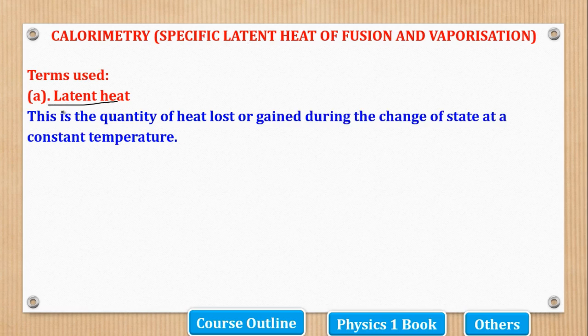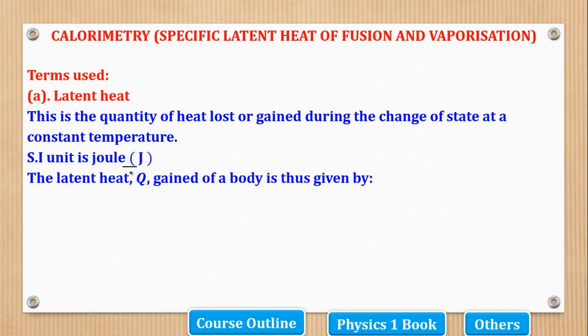One is latent heat. Latent heat is the quantity of heat lost or gained during the change of state at constant temperature. The key word which is very important is this word constant temperature. So each time you see the word latent heat, just know temperature has to be constant. And the SI unit is joule.